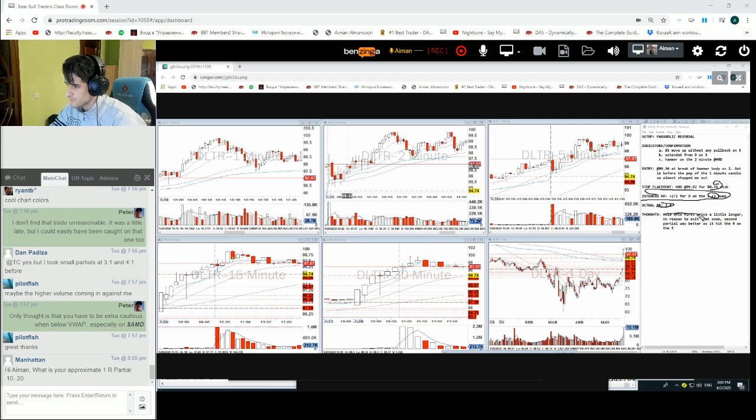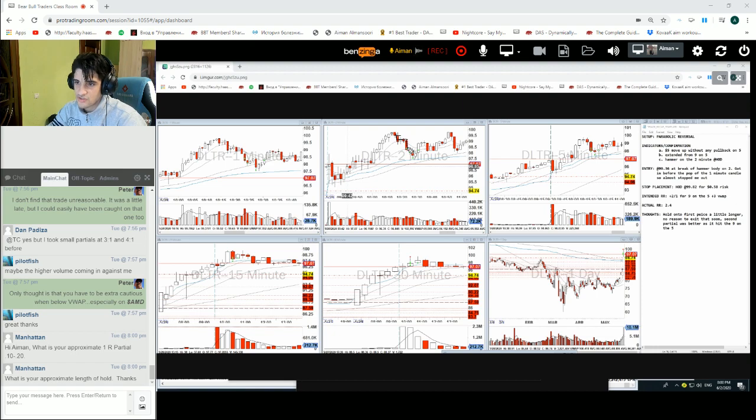Thoughts, hold onto the first piece a little longer. No reason to exit that soon. Second partial was better as it hit the 9-moving average on the 5-minute chart. So looking at these guys, the entry was perfect. It did a small bear flag setup right there, and then it just sold off, right? And yes, there was no reason to partial. It just was dropping down.